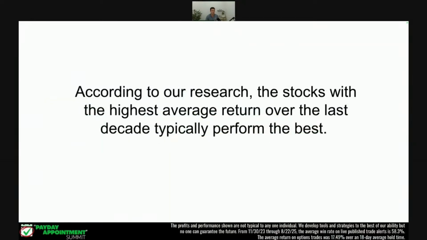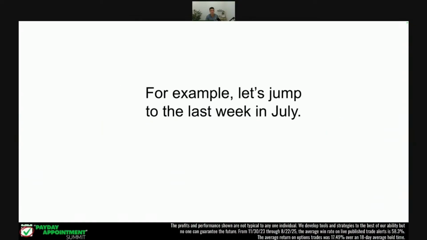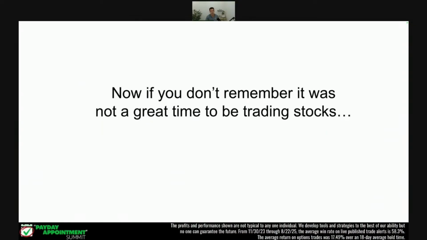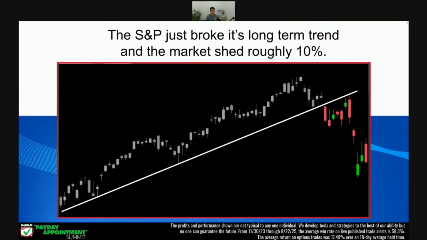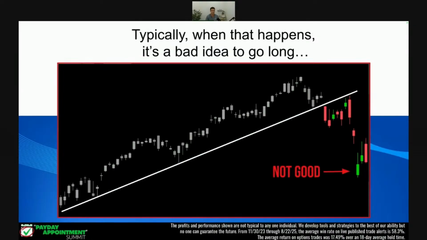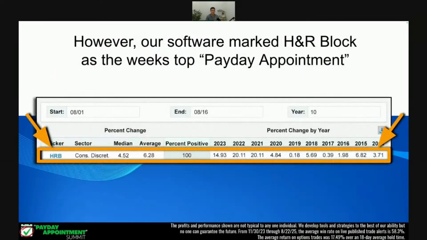And according to our research, the stocks with the highest average return over the last decade typically perform the best. For example, let's look at the last week of July. Now, if you don't remember, it was not a great time to be trading stocks. The S&P broke its long-term trend and the market shed roughly 10%. Now, typically when that happens, it's a bad idea to go long.